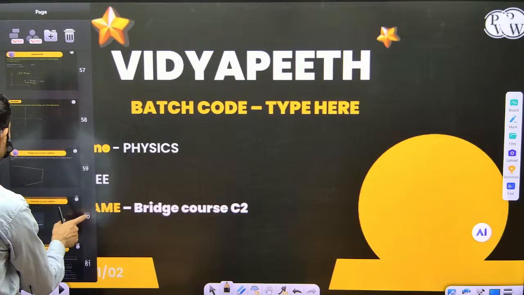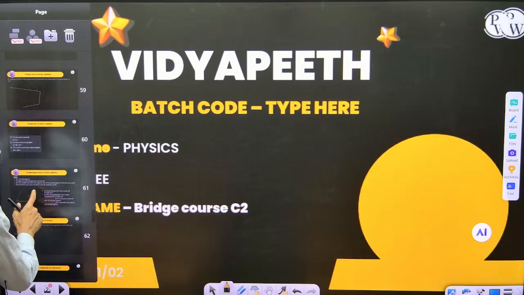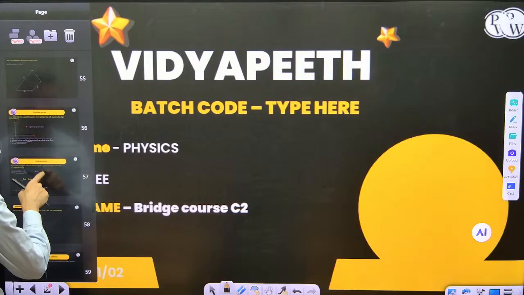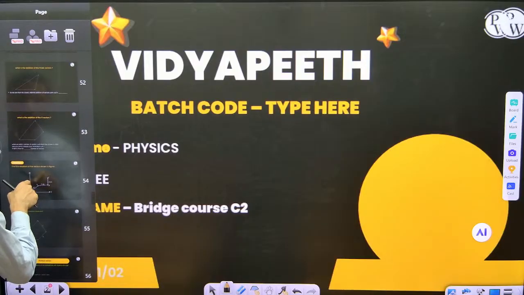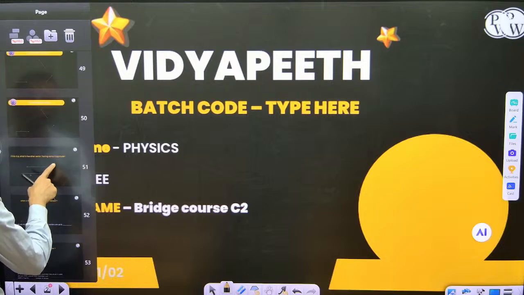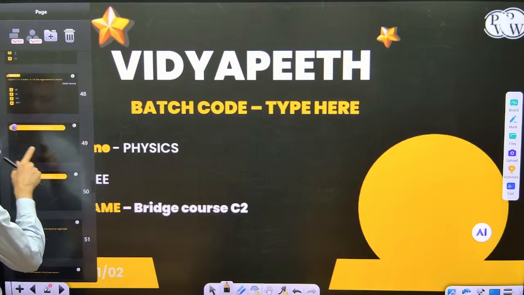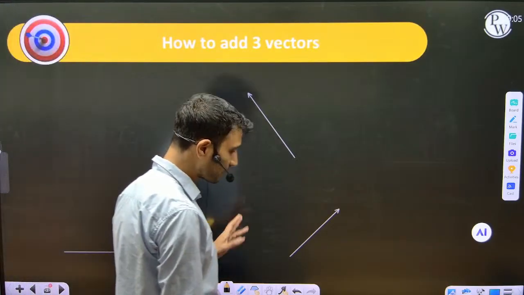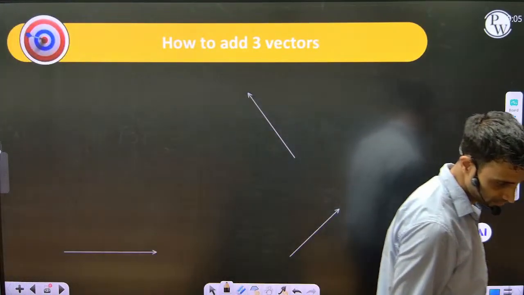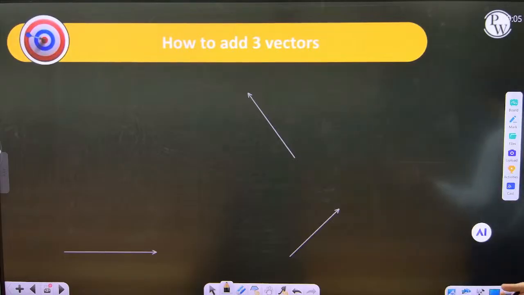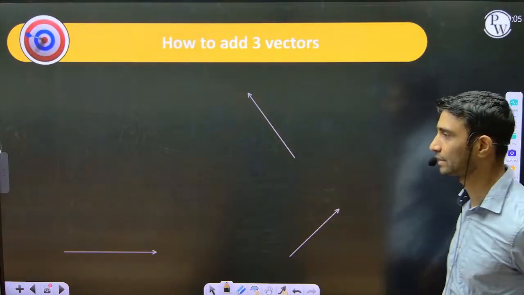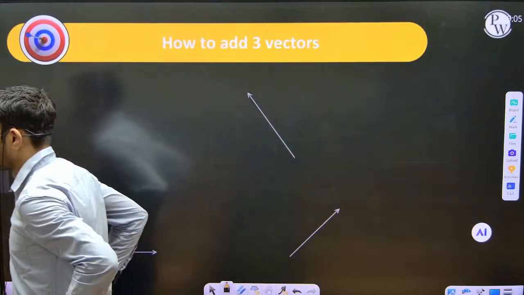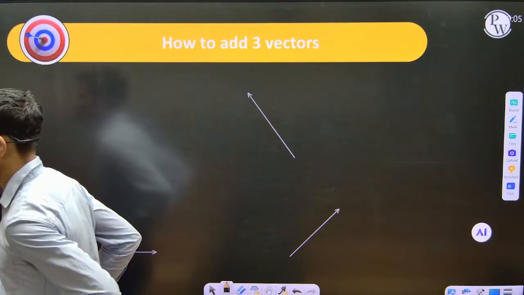Till where we are done, if you remember, we had done till... sorry, till where we are done. Adding three vectors. Yeah, we were doing adding three vectors, right? So let us see how to add three vectors, kids. We know how to add two vectors, right? But we don't know how to add three vectors. So that's what we are here to learn today: how to add three vectors, right?